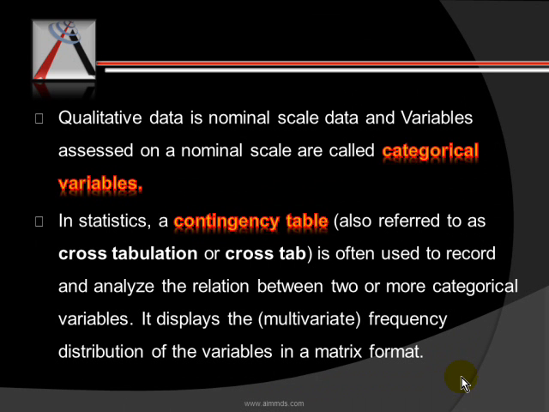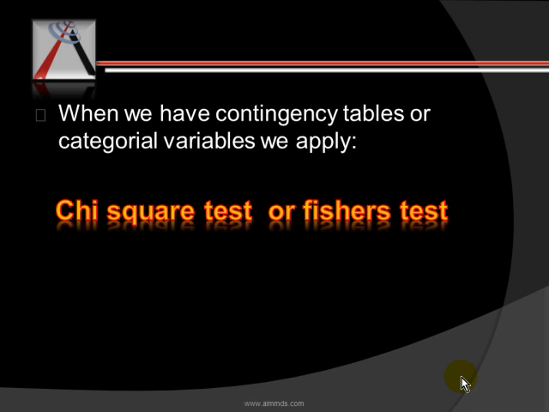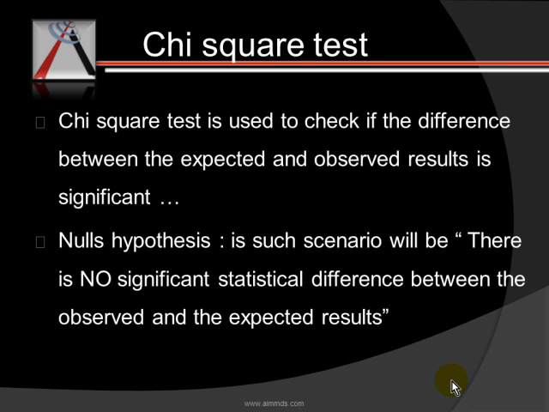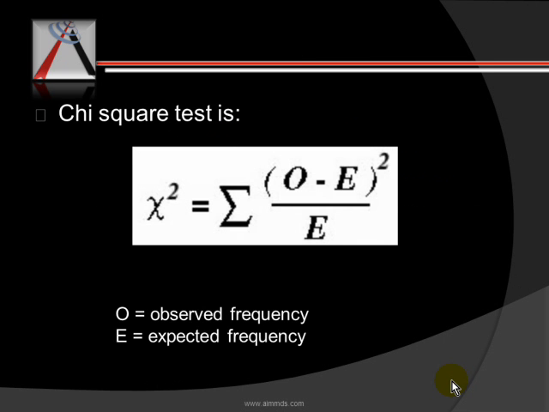a contingency table, and whenever we have to apply a statistical test for such kind of table, we apply two types of statistical test. Either we apply the chi-square test or the Fisher's test. So our chi-square test is applied in the contingency table and it is used to check the difference between the expected and the observed results. And the chi-square test formula says like this. It is a summation of observed frequency minus the expected frequency, square of them divided by the expected frequency.